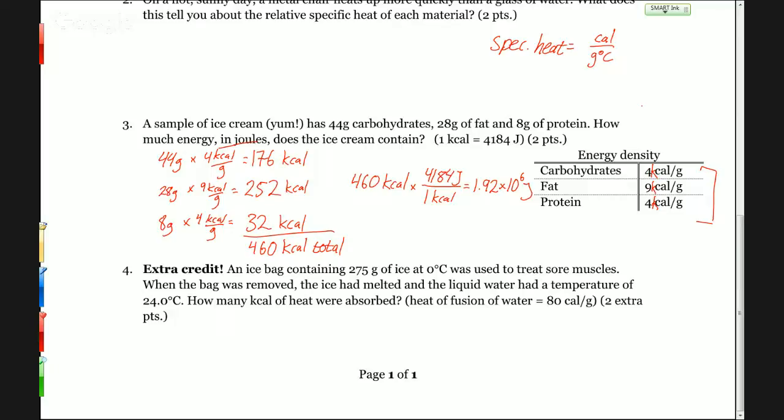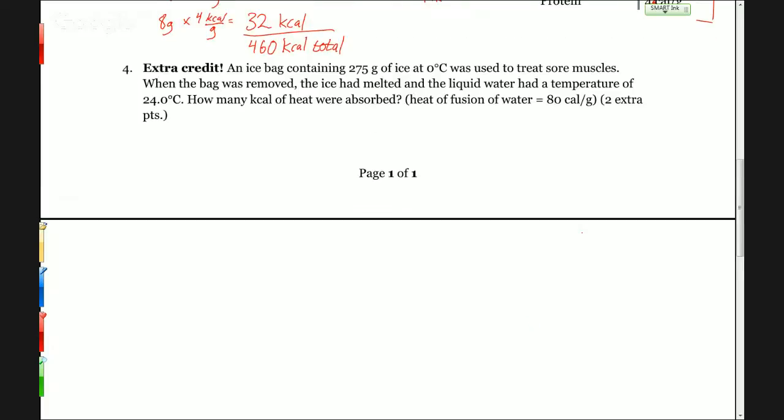All right, and then finally, the challenge one, the tough one. An ice bag containing 275 grams of ice was used to treat sore muscles. When the bag was removed, the ice had melted, and the liquid water had a temperature of 24 degrees C. How many kcals of heat were absorbed? So this is heat going from your muscles into the ice.